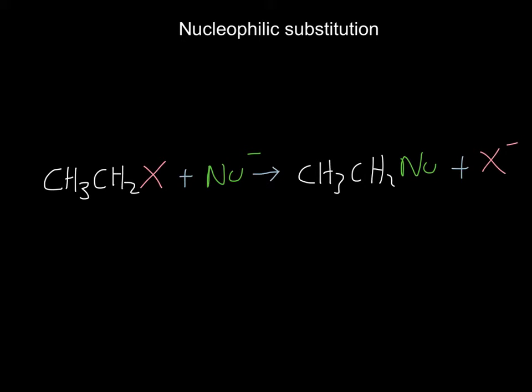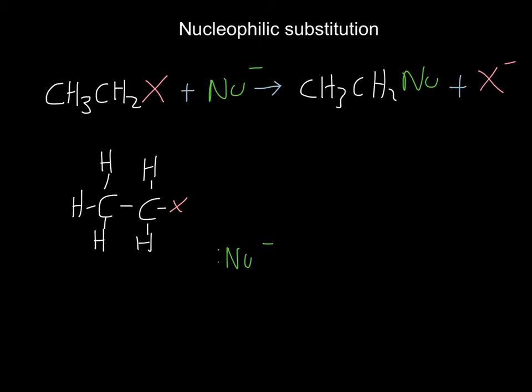And what happens in the reaction is you can see that the halide is substituted for the nucleophile. So they swap positions. So the nucleophile is now attached onto the alkyl chain, and the halogen leaves as a negative ion, leaves as a halide. So halogen leaves as a halide.